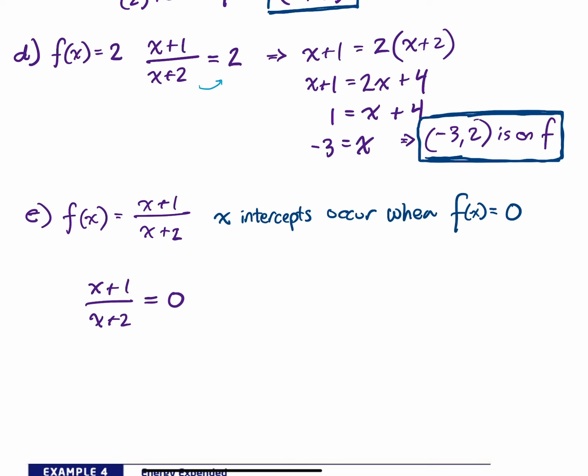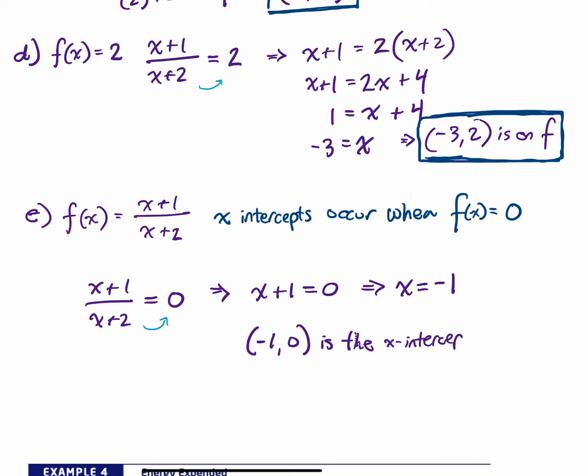So let's do a similar thing. We'll multiply the denominator over. It's going to be multiplied by 0, so it basically just disappears. It'll become 0. So x plus 1 equals 0. Therefore, x equals negative 1. Meaning when our input is negative 1, the output is 0. So that means at the point negative 1, 0, our graph will be crossing the x-axis. This is the intercept, specifically the x-intercept of f.